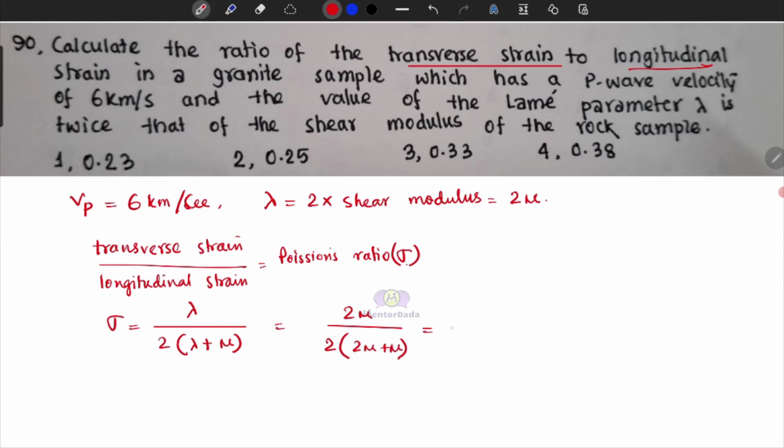So it becomes one third, that means 0.33. So your option number 3 is correct.